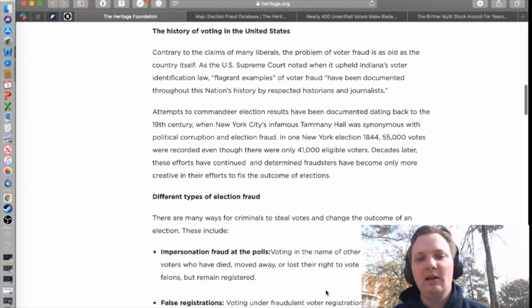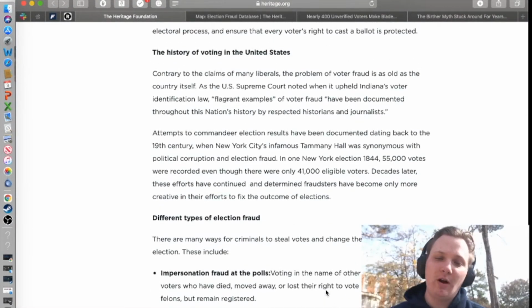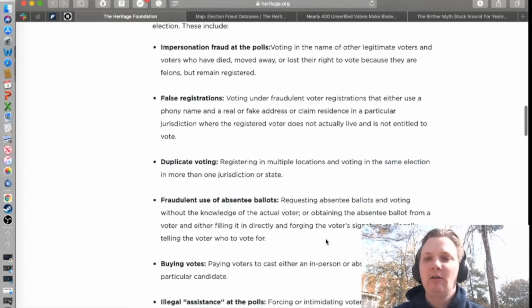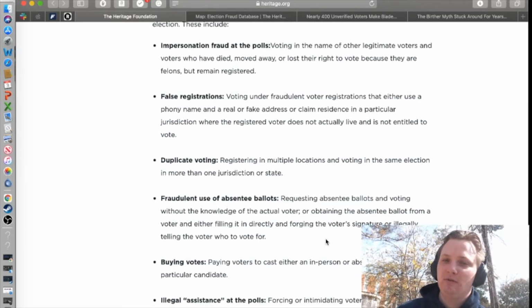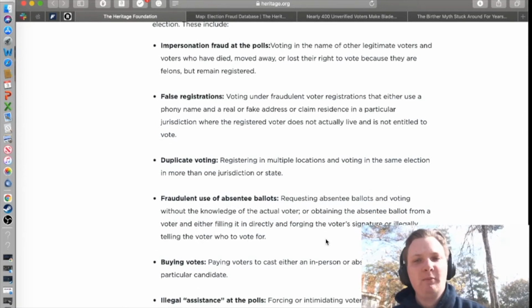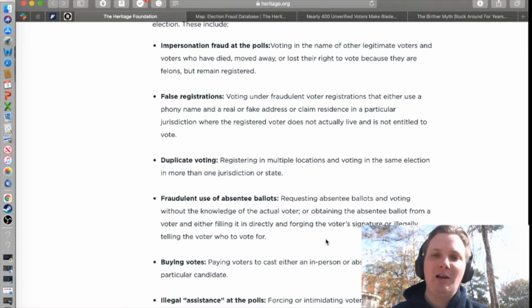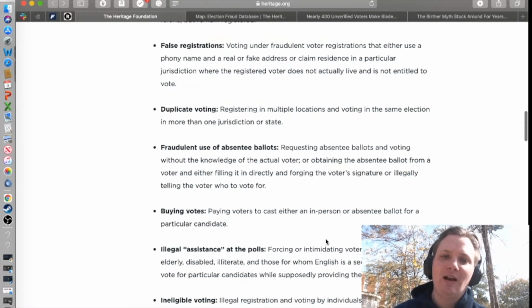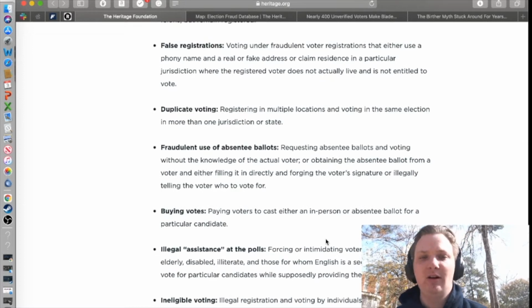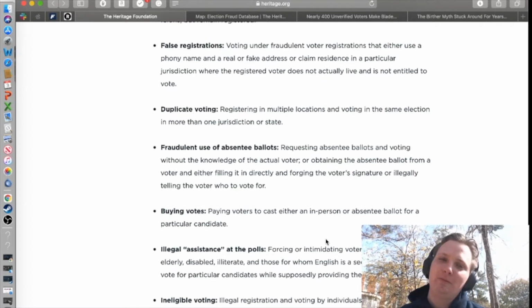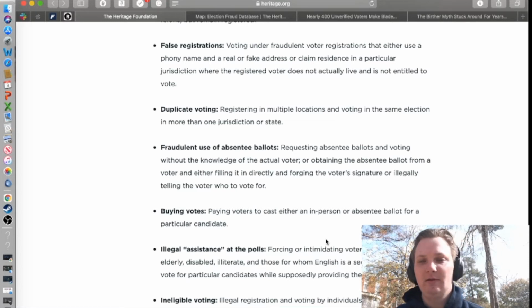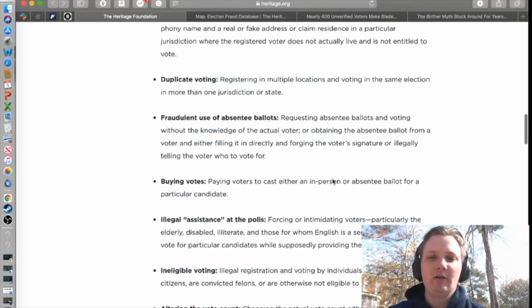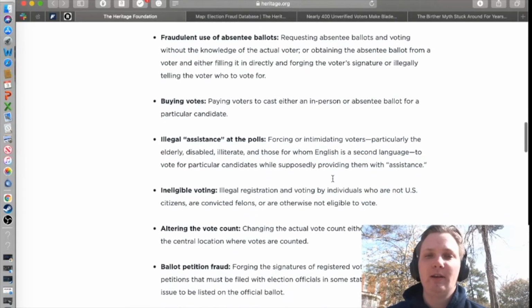So basically there are several different types of voter fraud. There's impersonation fraud, where someone comes up and votes for someone who has died, moved away, or simply claims to be someone they're not, like a felon, or claims a different name, as you see with false registrations. You also have duplicate voting, where somebody votes using potentially their same name or different names, but votes more than once.